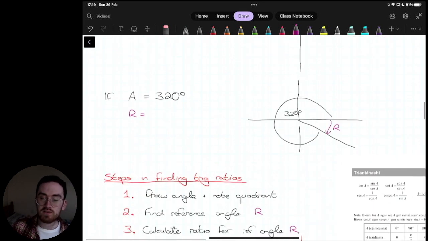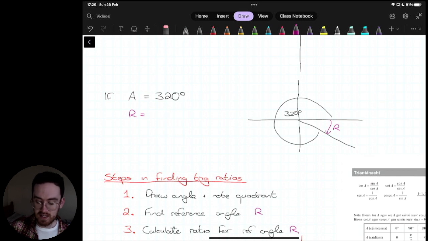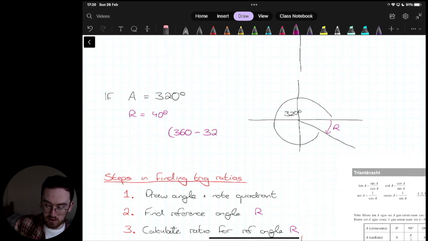Here again, looking for the angle to the closest horizontal. If my complete angle is 320, my reference angle is going to be 40. That's coming from, there's 360 altogether. I take away my 320, and that gives me 40 degrees.